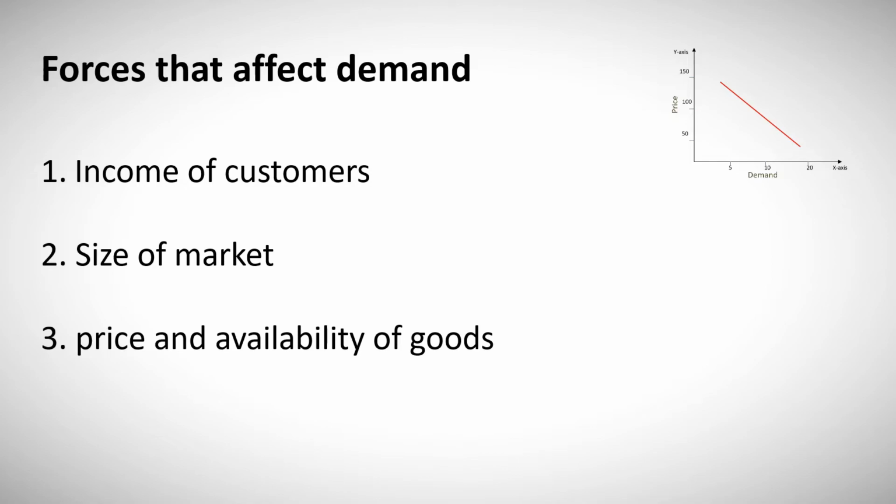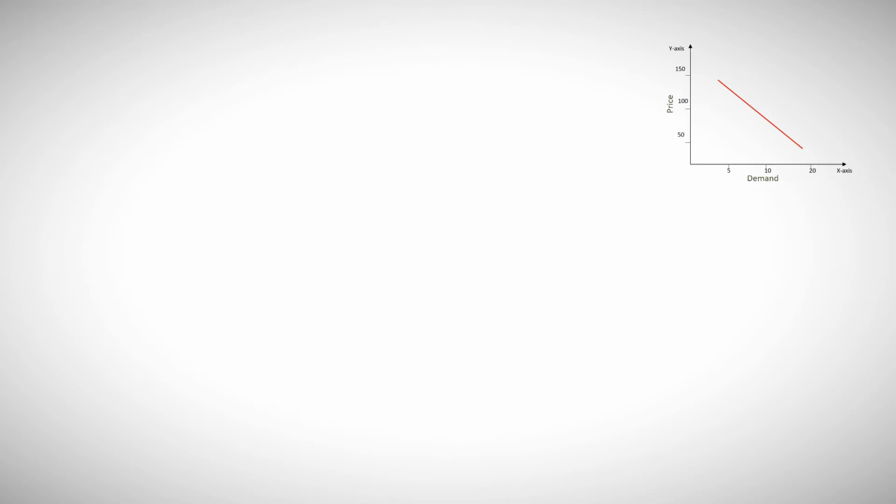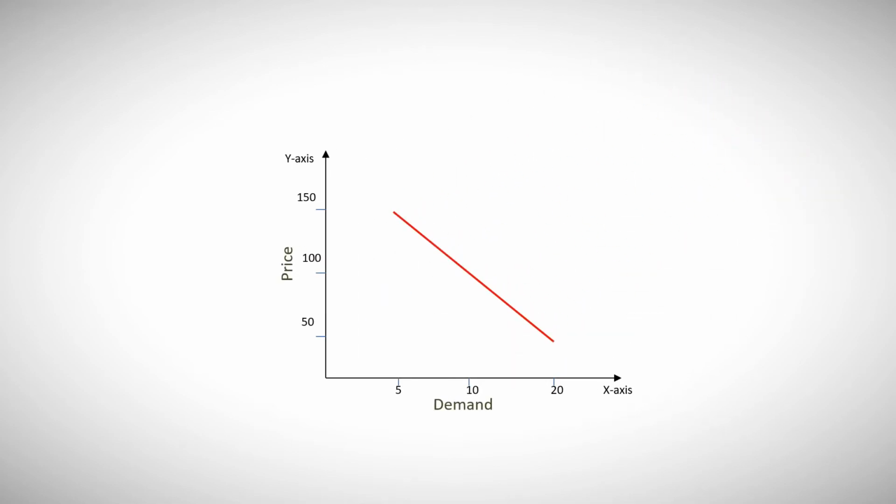Can I put diesel in my petrol bike because it's cheaper? No, I will have to buy petrol. And there is also the concept of complementary goods. If petrol gets expensive, bike sales will also come down because we need petrol to run bikes, which means they are complementary goods. These forces can cause a shift in demand.